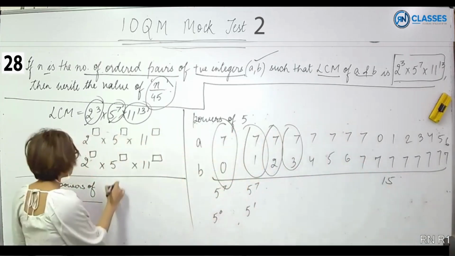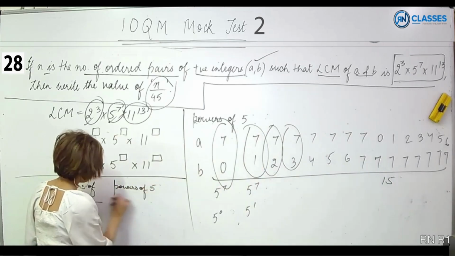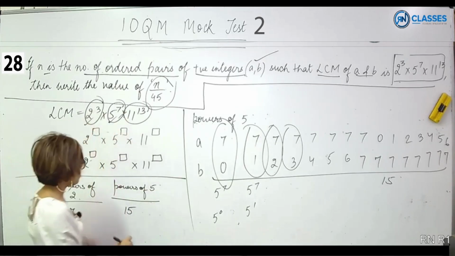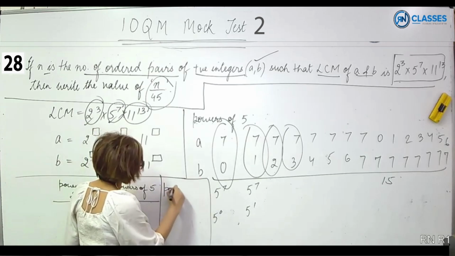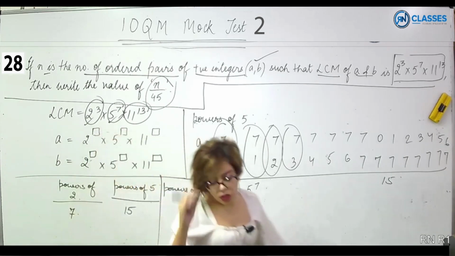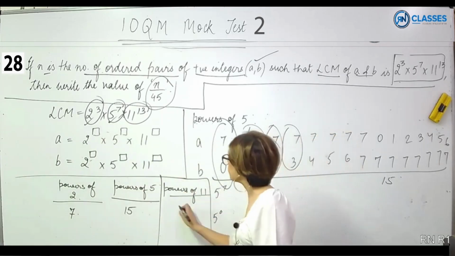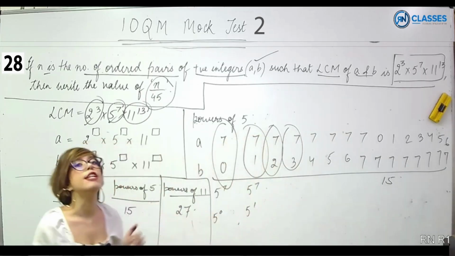Right? So that means powers of 5 can be arranged in 15 ways. Last is powers of 11, that you will find out for your own good. That is powers of 11. This will actually turn out to be 27. Here I have talked about the powers individually.